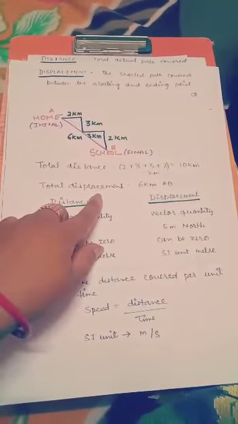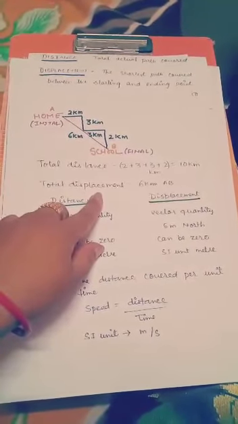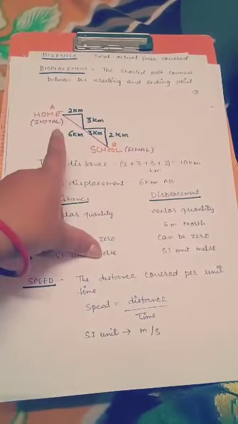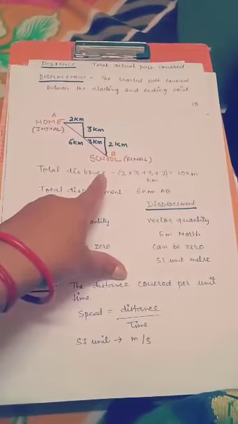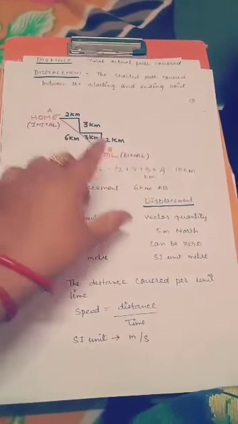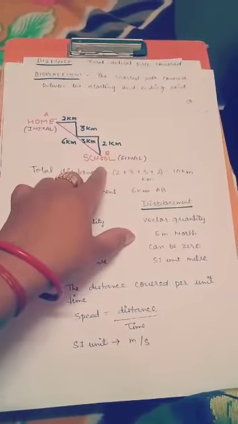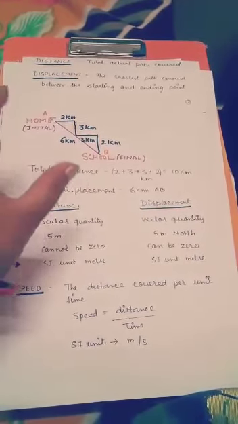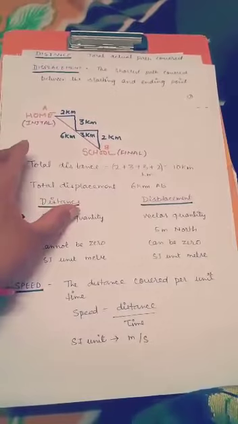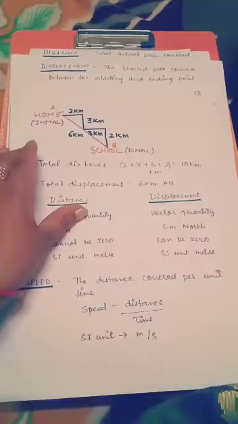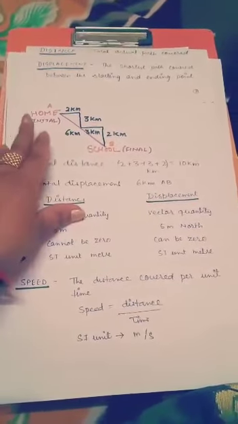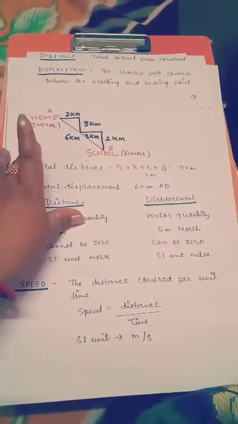Displacement is the shortest path which you have covered between the final and the initial position. Here, the initial position is home, and the final position is school, where you have reached. It is the smallest or shortest route you have covered. So your distance will be 10 km, and how much you have been displaced from your initial to your final position will be your displacement. Here, suppose, it is 6 km.